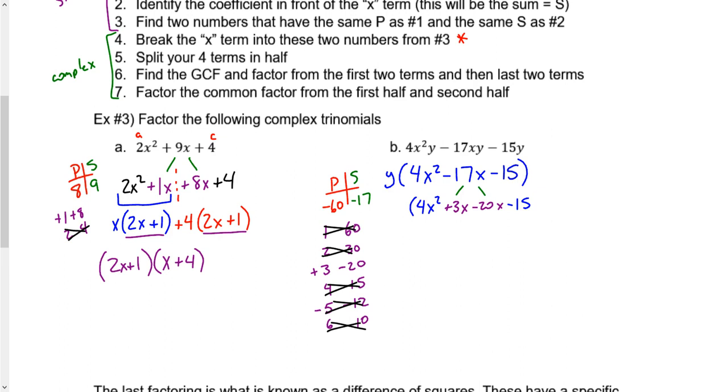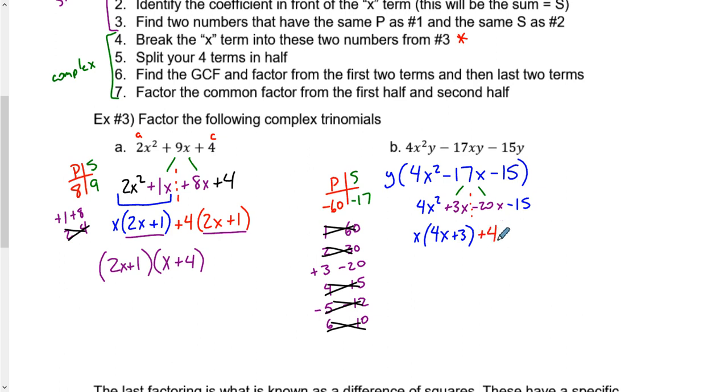Sorry, I'll just get rid of this parenthesis for a second. Our next step, split her down the middle. Greatest common factor in the first two terms is an x. We would be left with a 4x, add 3. Greatest common factor between negative 20 and negative 15.